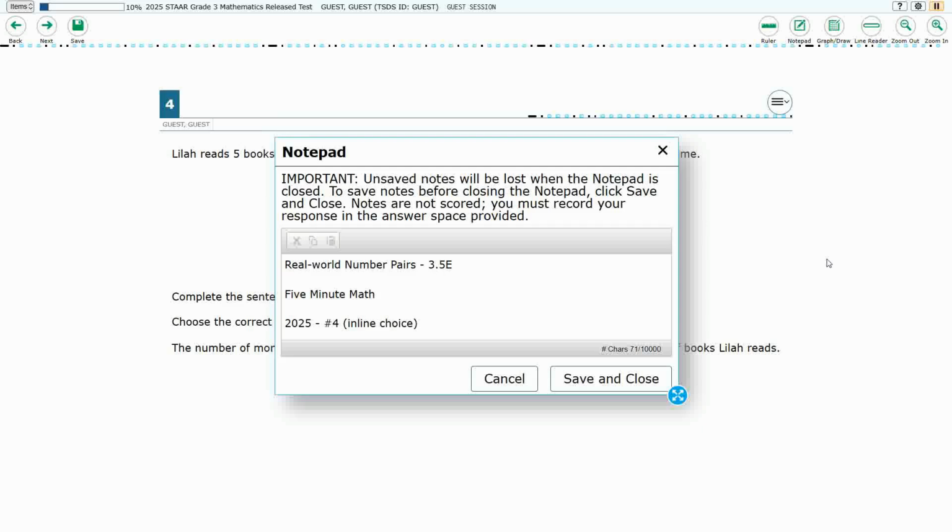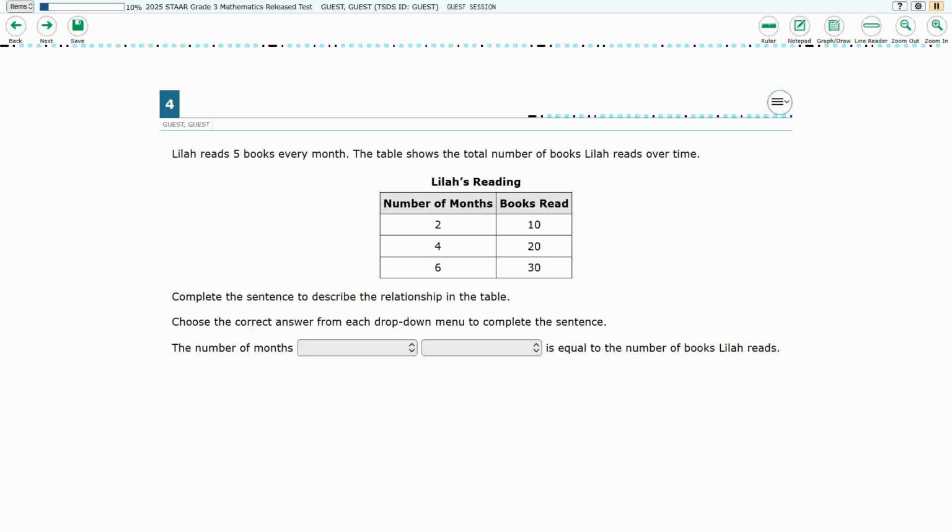Today we are looking at the third grade concept of real-world number pairs. This is standard 3.5E in the great state of Texas, and we are using item number 4 of the 2025 released STAAR test. This is a new item type called inline choice. And if you haven't done so already, please go ahead and take a moment to pause the video, work this problem out on your own, unpause it, and we will look at our answers together.